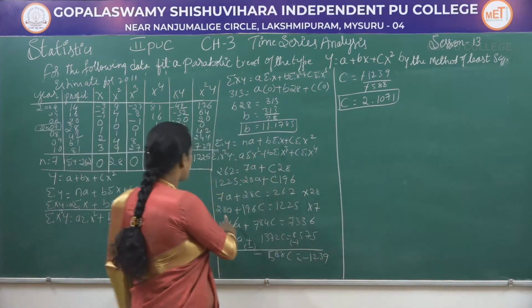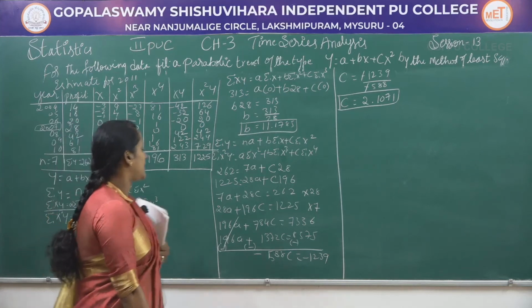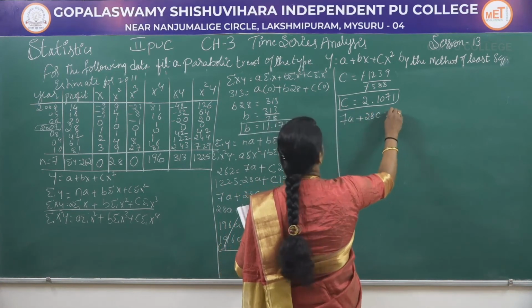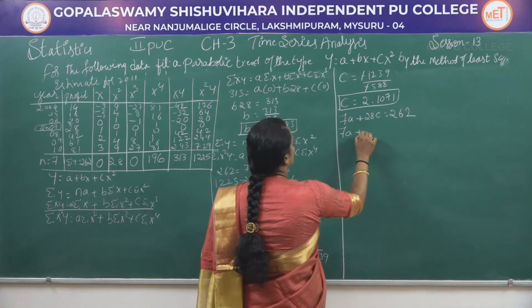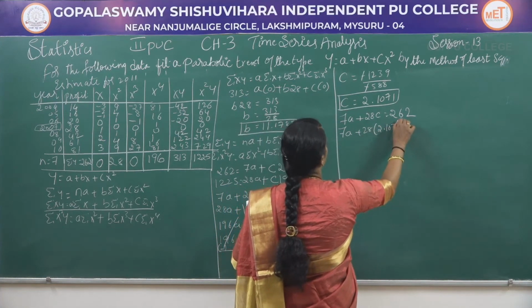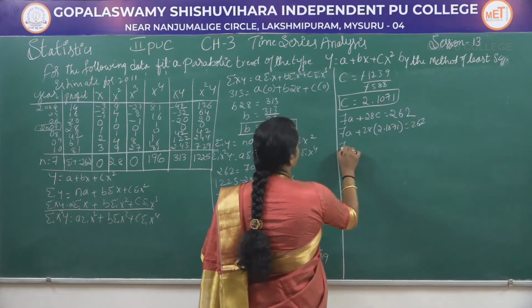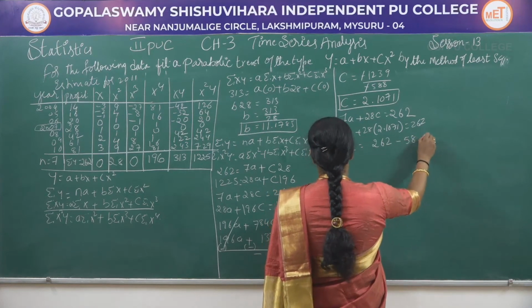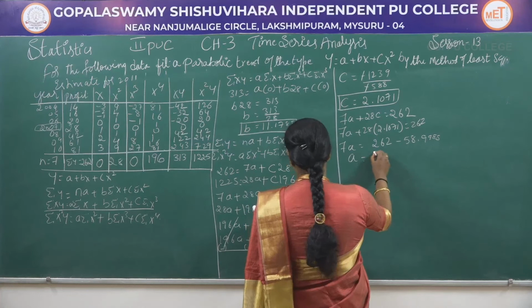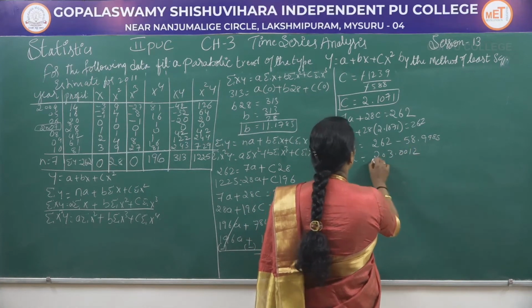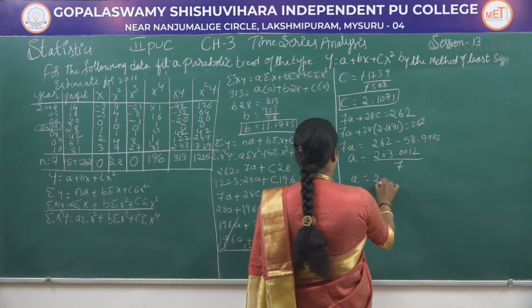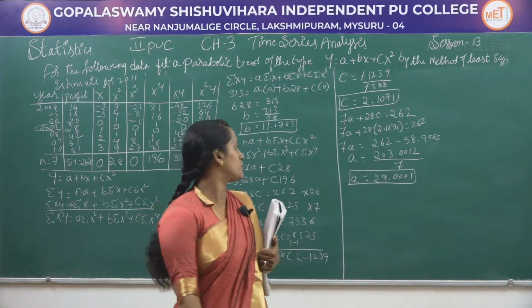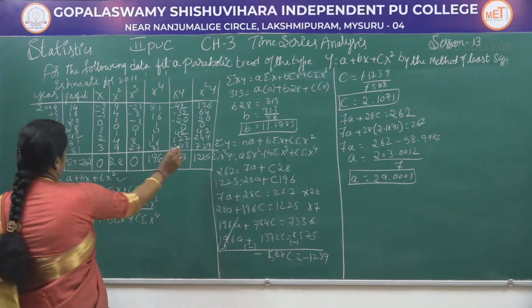That is, consider any one of these two equations. 7a plus 28c is equal to 262. 7a plus 28 into 2.1071 is equal to 262. 7a is equal to 262 minus 58.9988. a is equal to 203.0012 divided by 7. a is equal to 29.0001. Okay.